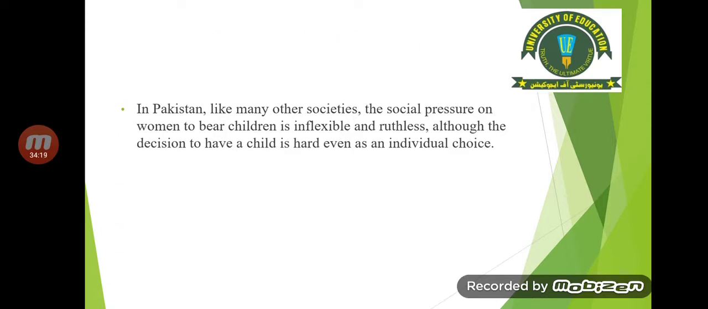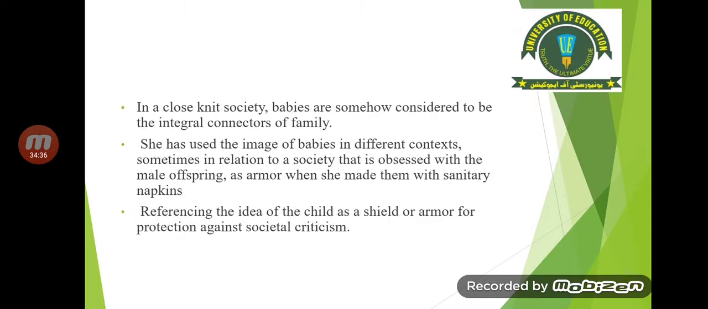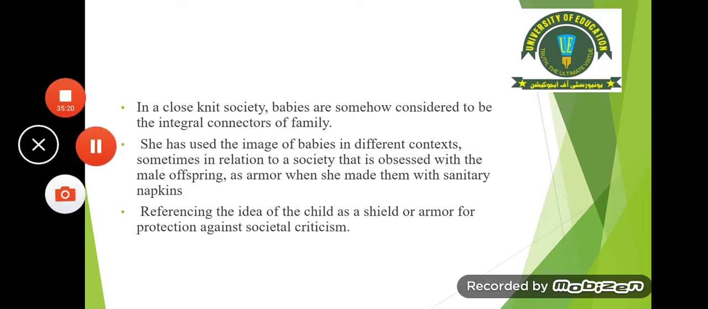In Pakistan, like many other societies, the social pressure on the woman to bear children is inflexible and ruthless. Although the decision to have a child is hard even as an individual choice, so पाकिस्तानी societies में जो एक pressure होता है females के ऊपर that you have to bear the child, and एक male gender को लेके बहुत होता है कि लड़का ही होना चाहिए, उस चीज़ को criticize किया है artist ने अपने काम में. And you can say that narrow-mindedness and the conservative ideas and the stereotypes of that particular society has been depicted in her work very conceptually. In a close-knit society, babies are somehow considered to be the integral connectors of family.